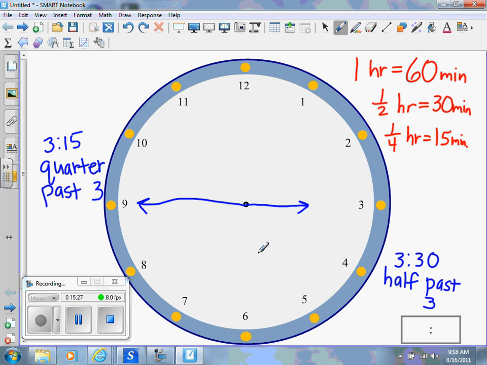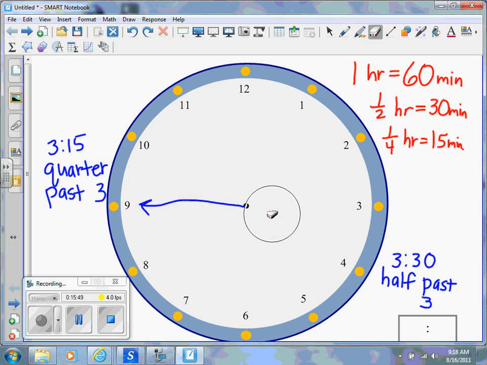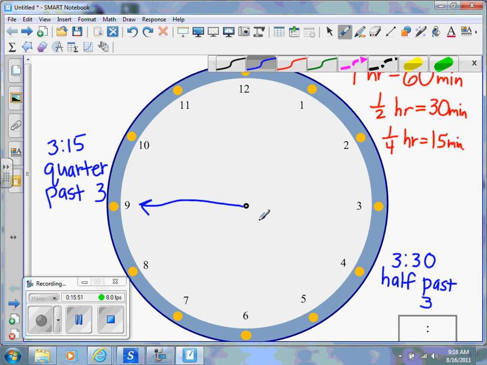Here's what some people say. Look, yeah, 3/4 past 3. We don't say that. Here's what we say. We start looking forward to the next hour. And actually, if it were like this, your hour hand would even change a little bit. It would be pointing a little bit more toward the 4.